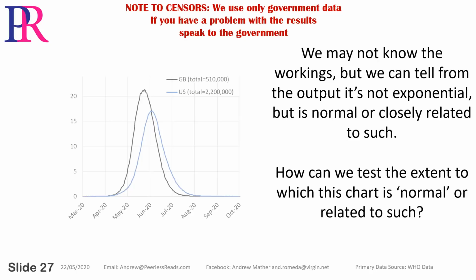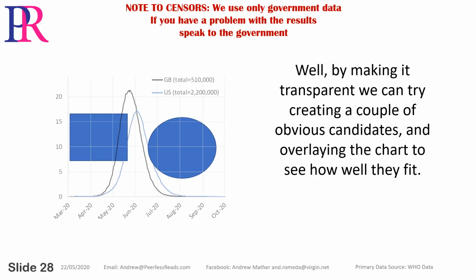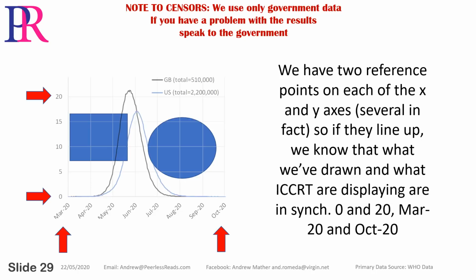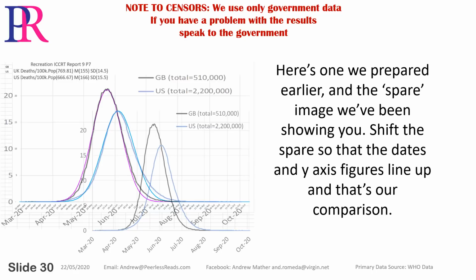How can we test the extent to which this chart is normal or related to such? Well, by making it transparent, we can try creating a couple of obvious candidates and overlaying the chart to see how well they fit. We have two reference points on each of the x and y axes, several in fact, so if they line up, we know that what we've drawn and what ICCRT are displaying are in sync: 0 and 20, and March 20 and October 20. Here's one we prepared earlier, and the spare image we've been showing you. Shift the spare so that the dates and y-axis figures line up, and that's our comparison.